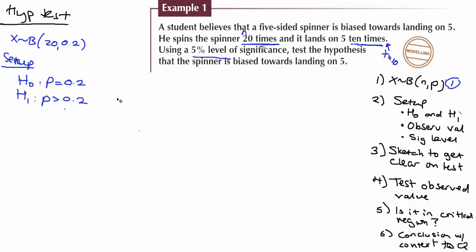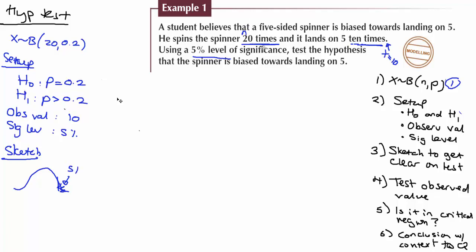I like to write the observed value because that's what we're going to test in a bit. It's 10. And the significance level is 5%. Let's do a little sketch and get clear on what we actually want to test. So, a quick sketch of the distribution. We're checking this top 5%. We're checking to see, where is 10? So obviously the distribution will peak.